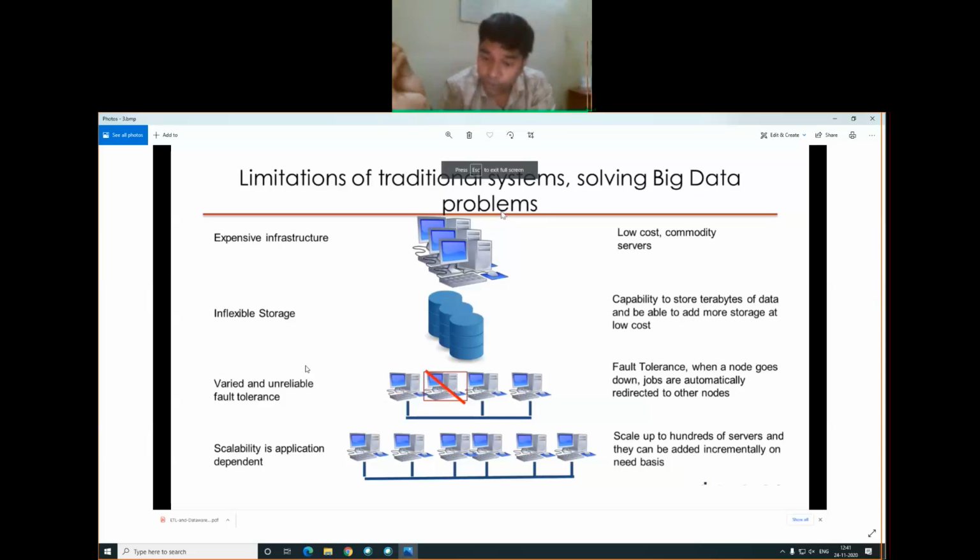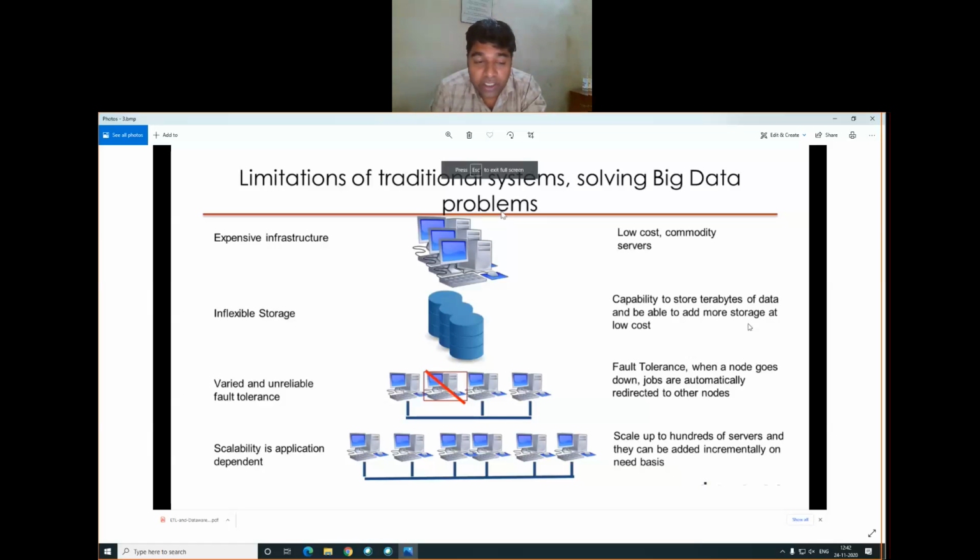In the Hadoop system, we will compare scalability. In the traditional system, scalability is application dependent, so we depend on a particular application. One application can be synchronized with all the others, but here we have an expensive infrastructure. Hadoop provides low cost commodity servers and flexible storage. We have the capability to store terabytes of data and be able to add more storage at low cost.